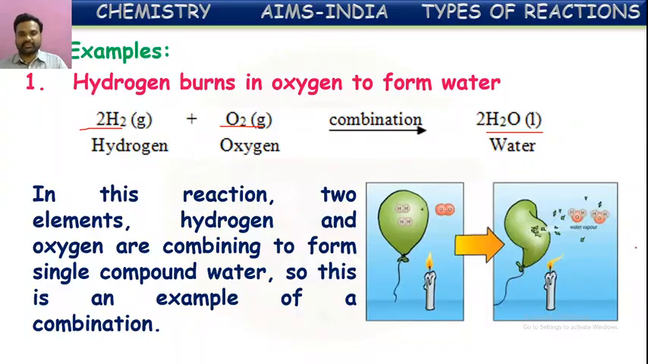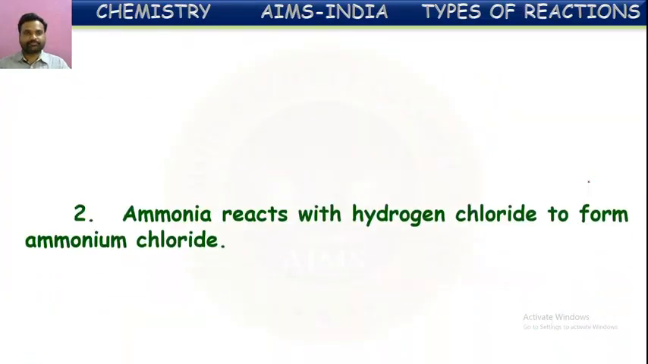Hydrogen gas, when burned in the presence of oxygen, forms water vapor. Actually, water won't be in liquid form here. It will be in vapor form because hydrogen is burning in the presence of oxygen. So water is formed, but in the form of vapor. Here, two elements, hydrogen and oxygen, combined to form a compound, water. So it is a combination reaction.